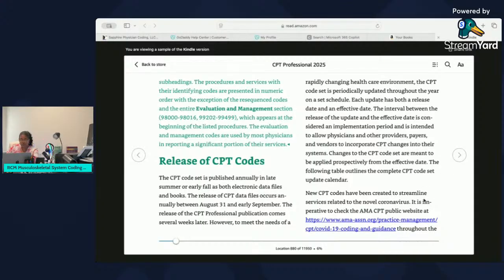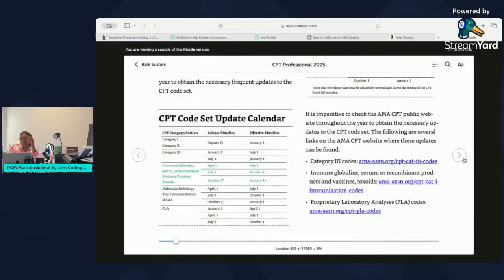There are a lot of websites down here that I want you guys to go on. It gives you an idea of what you're getting ready to get into. It gives you CPT code set updates. Some of this is going to be on your CPC exam. On your CPC exam, they asked this.